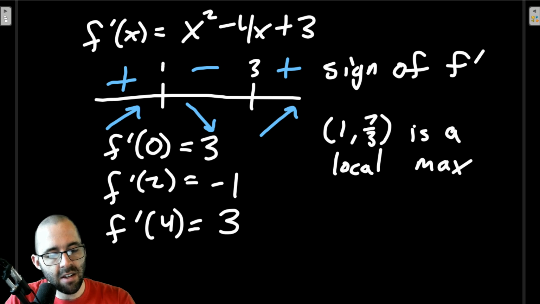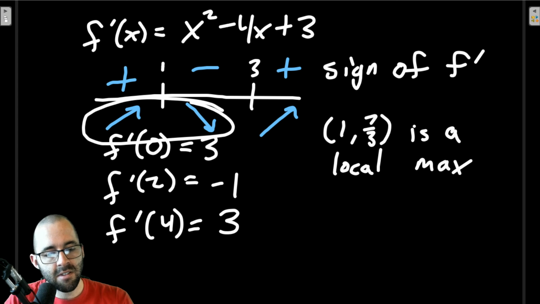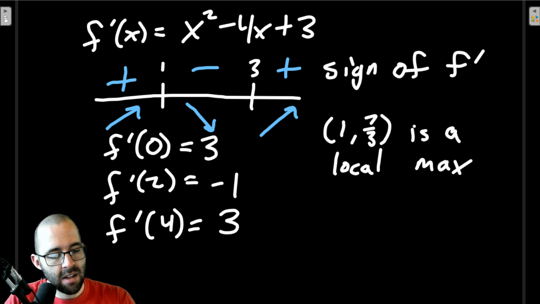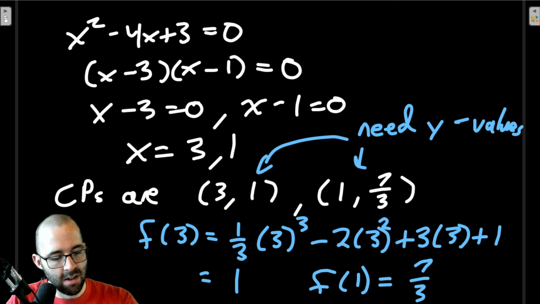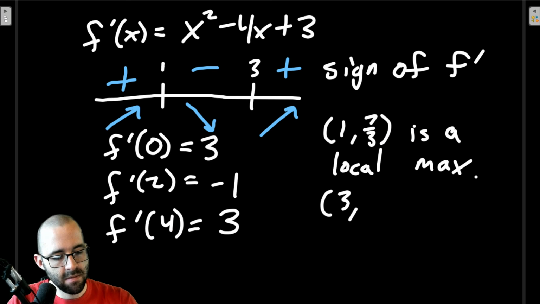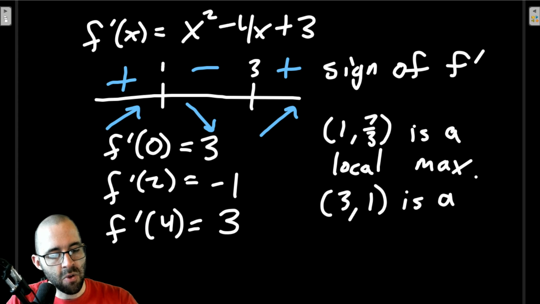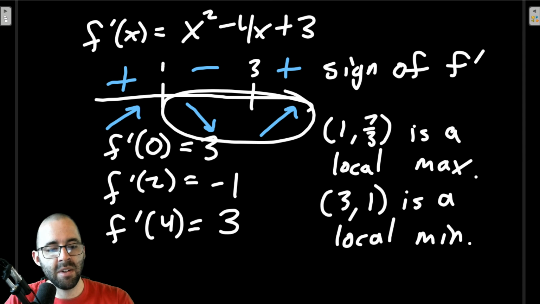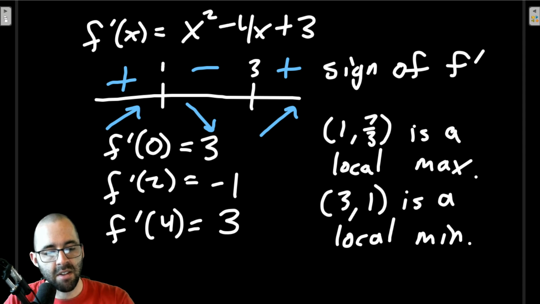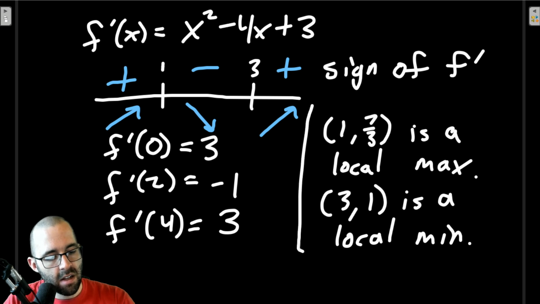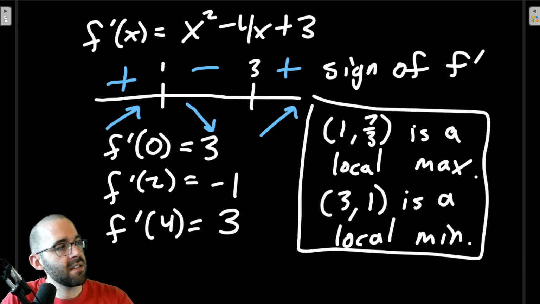And you can kind of see it over here. There's a little hill in our drawing. The top of a hill is a local max. And the other point, which I believe was 3, 1, is a local min. And again, because it's going from decreasing to increasing, it's like the bottom of a valley. And that's the first derivative test.